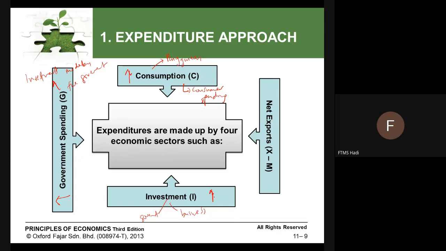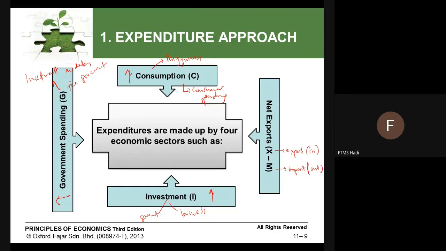Okay, and then the last one in the expenditure approach, net export, which is X minus M. X is referring to export, M is referring to import. Export, which is money in, means the country will sell products and services to another country, and that country becomes the buyer. So they will pay and the money goes into the country. But import, which is money out, is when the country buys products or services from outside the country.